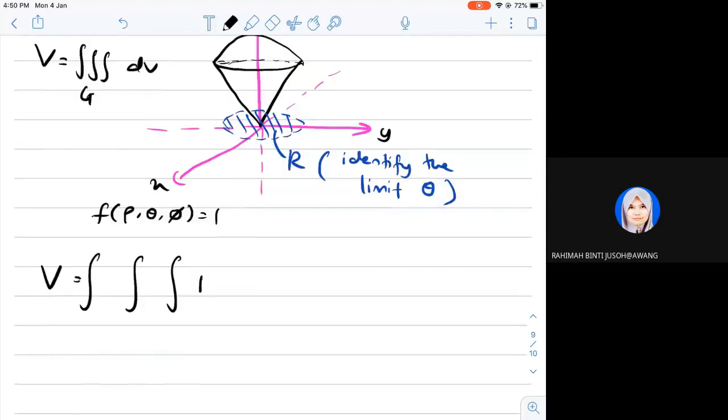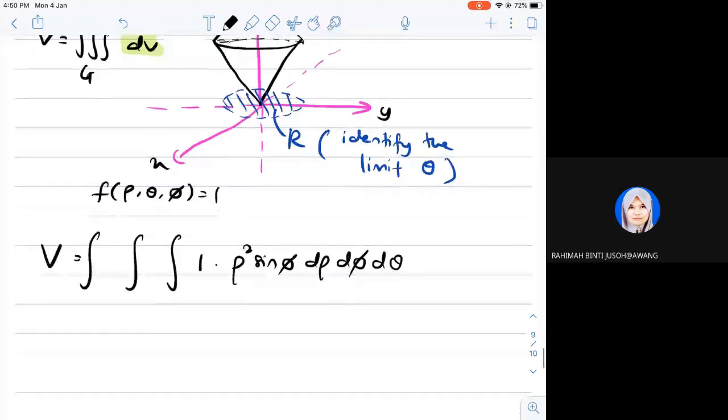So what was our dV in spherical? There were 5 terms earlier. What is it, guys? Rho squared sine phi. Yes, rho squared sine phi d rho d phi d theta.